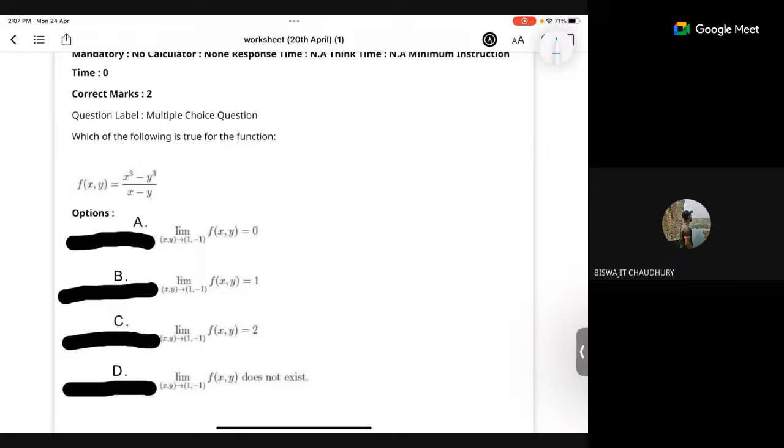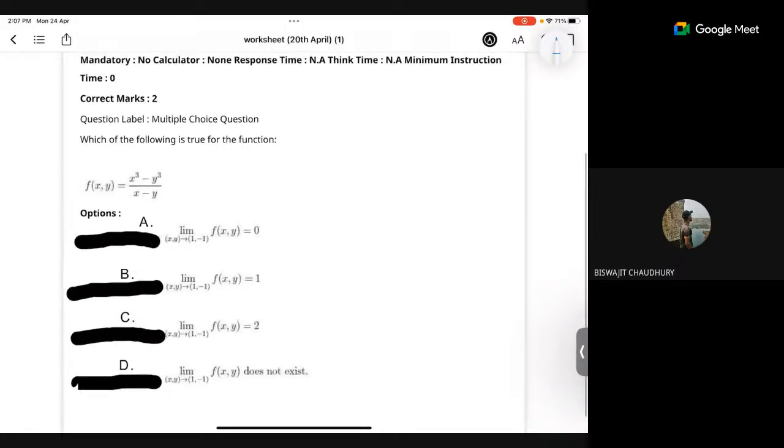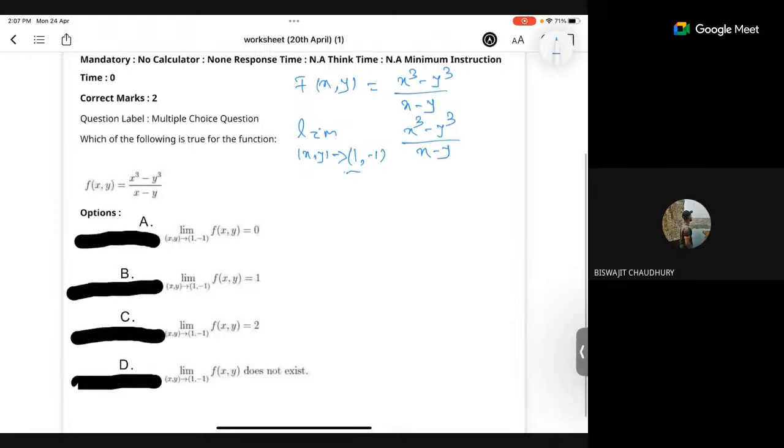Okay, now we will move to the solution part. So here it is given, and when x comma y is tending to 1 comma minus 1, we need to find the limiting value. Now just put this point in this equation, in the f of x comma y.